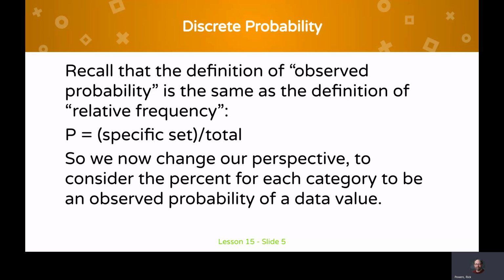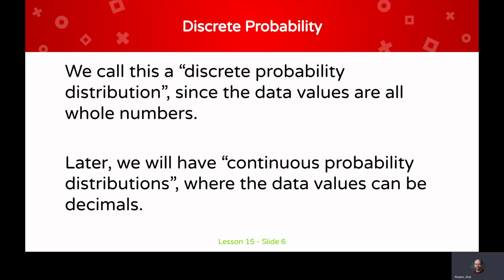So now we change our perspective to consider the percent for each category to be an observed probability of a data value. We call this a discrete probability distribution since the data values are all whole numbers. Later, we will have continuous probability distributions where the data values can be decimals.